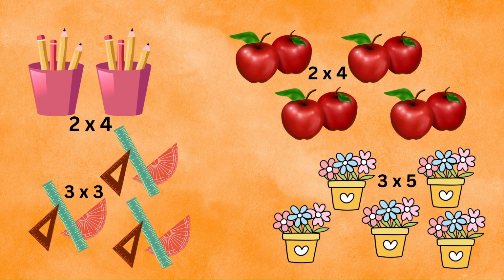Here are more examples of multiplication. In the top left, we have 2 cups with 4 pencils. In the top right, we have 4 pairs of apples with 2 apples in each pair. In the bottom left, we have 3 groups of 3 rulers. And in the bottom right, we have 5 pots with 3 flowers in each pot. By completing the multiplication equations, you can see we have 8 pencils, 8 apples, 9 rulers, and 15 flowers.